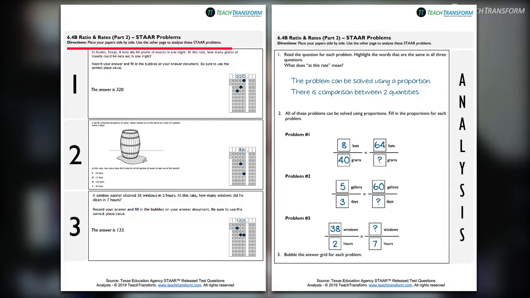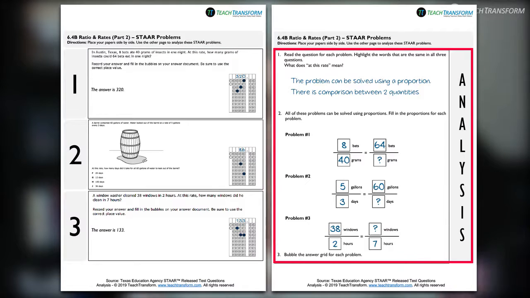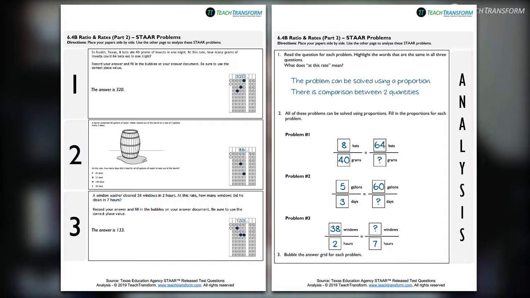There's STAAR problems on one page, and then there's the actual activity, the analysis of the STAAR problems, on the other page. Every one of the activities has either 2 or 3 STAAR problems. So this particular one is fairly typical. It says read the question, highlight the words that are the same in all 3 questions. And so you can see I've already highlighted them, and the words are "at this rate."